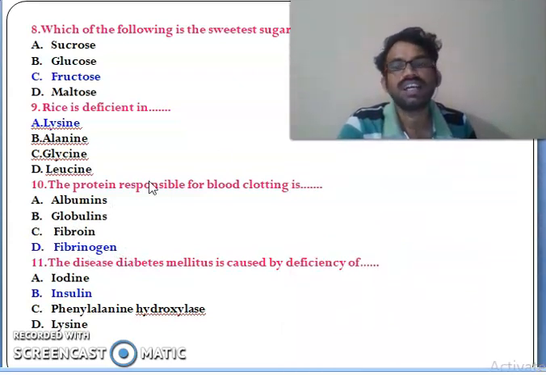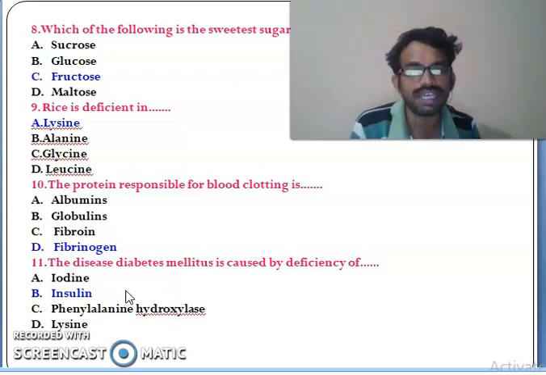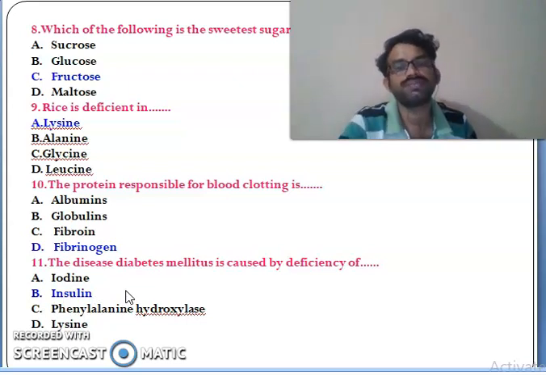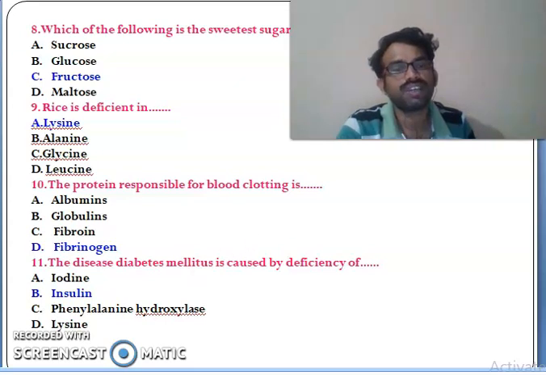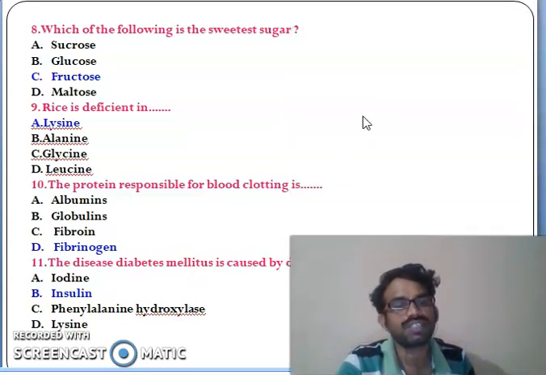Next, the 11th bit: the disease diabetes mellitus is caused by the deficiency of iodine, insulin, phenylalanine hydroxylase or lysine. So insulin deficiency is the problem in these patients. That's why we call them diabetes mellitus patients, like sugar patients. Because of the lack of insulin, deficiency of insulin, diabetes mellitus occurs.